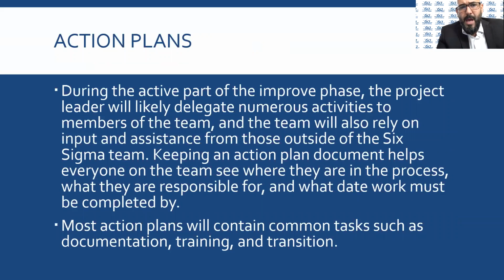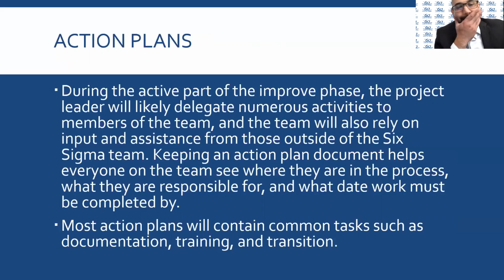Action plan. During the active part of the Improve phase, the project leader will likely delegate numerous activities to members of the team, and the team will also rely on input and assistance from those outside of the Six Sigma team. Keeping an action plan document helps everyone on the team see where they are in the process, what they are responsible for, and what date work must be completed by. Most action plans will contain common tasks such as documentation, training, and transition.